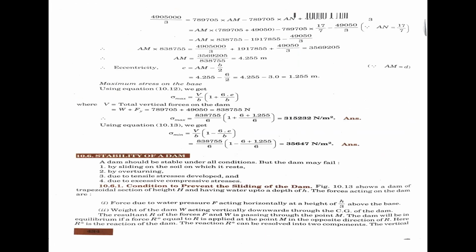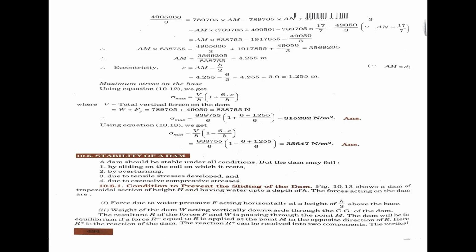Under all conditions you have to satisfy that the dam is stable. That means it resists all loads under all conditions, that means strong. But the dam may fail. See the failures of the dam: by sliding on the soil on which it rests, by overturning due to tensile stresses developed, and due to excessive compressive stresses. The four types of failures.